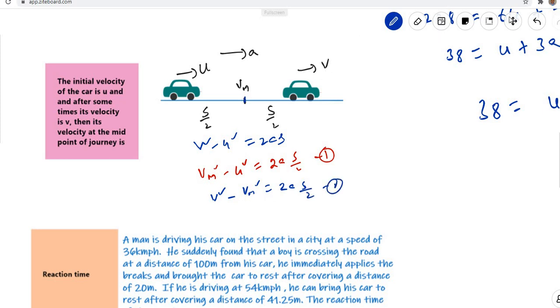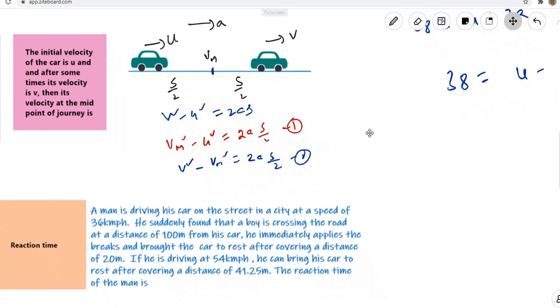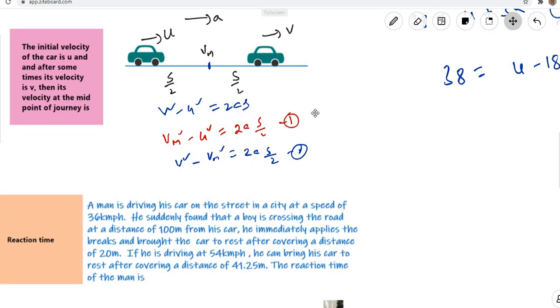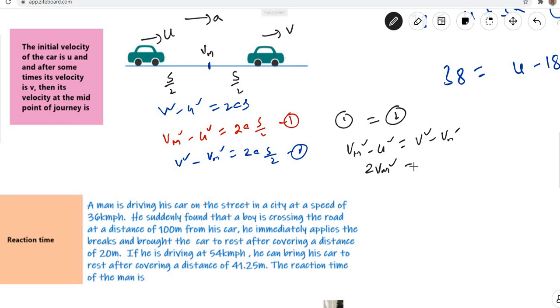Now from this it is very clear that both distances are the same, so this term 2a into s by 2 is constant. I can equate 1 is equal to 2. So when I equate 1 is equal to 2, I get vm square minus u square is equal to v square minus vm square. So from this we write 2 vm square is equal to u square plus v square. Therefore velocity at the midpoint is the square root of (u square plus v square) by 2. This is the required answer.